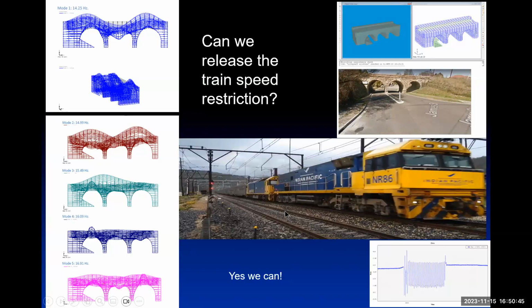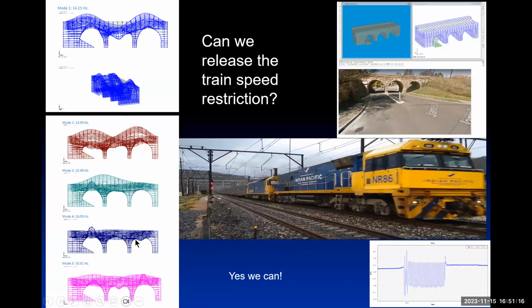Now, they were very keen to be able to raise that speed restriction because this is an iconic train in Australia. The Indian Pacific travels from Sydney all the way across to Perth. Pretty much a similar journey as from New York to Los Angeles. And it does it every day and goes 4,000 miles there and back.